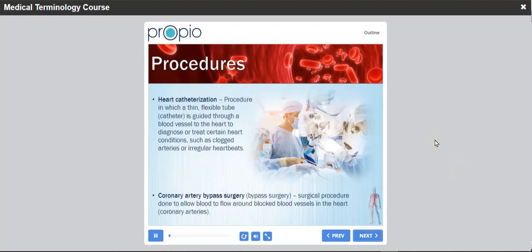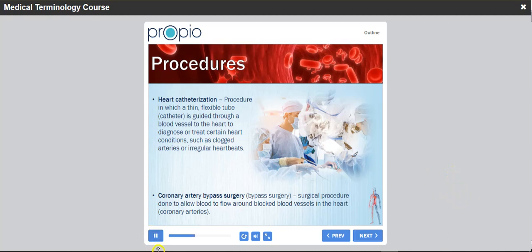Now we are going to cover some procedures related to the circulatory system. Coronary artery bypass surgery, CABG. It's pronounced as cabbage. The surgical procedure is done to allow blood to flow around blocked blood vessels in the heart, coronary arteries.